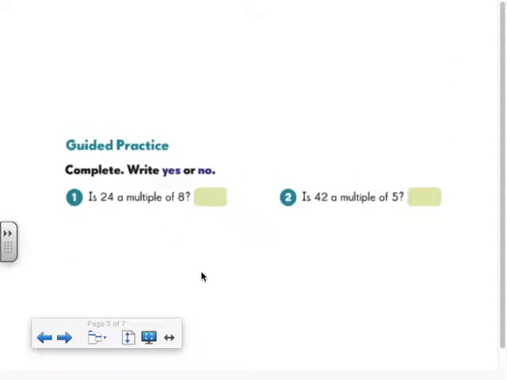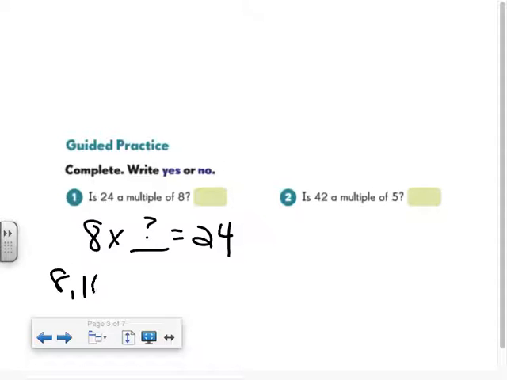We're just going to write yes or no, just thinking. So you might know these really quickly, and some people might not. It says, is 24 a multiple of 8? In your mind, you should be thinking if 8 times anything can get you to 24. If you don't know this math fact off the top of your head, you can skip count. You would go 8, 16, 24, and then you would see that you land on it. So yes, 24 is a multiple of 8.